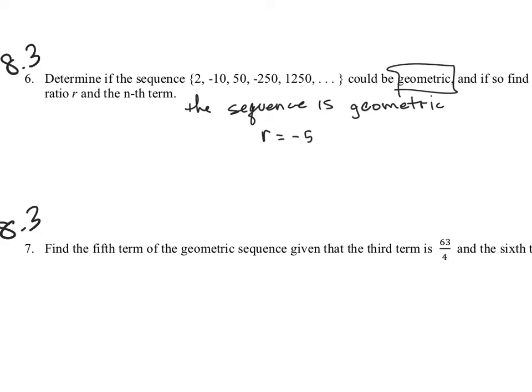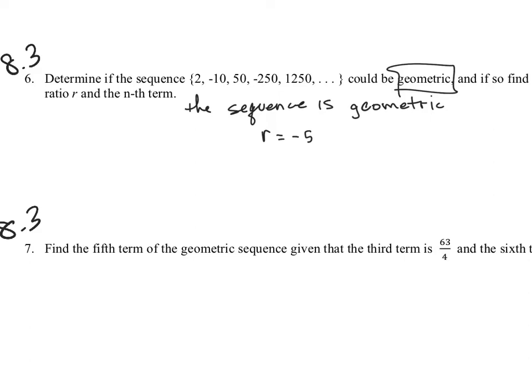Now with some geometric sequences, it's a little harder just to look at the terms and determine if there's a common ratio. So one way you could determine this is just take one term and divide by the term in front of it. So negative 10 divided by 2 is negative 5. And then take the next term and divide it by the term in front of that. 50 divided by negative 10 is negative 5. And keep going and make sure you keep getting the same value every time. Negative 250 divided by 50 is negative 5. And that's all question 6 is asking, is it geometric? If it is, find the common ratio. Oh, and then this one, the nth term, I didn't see that.